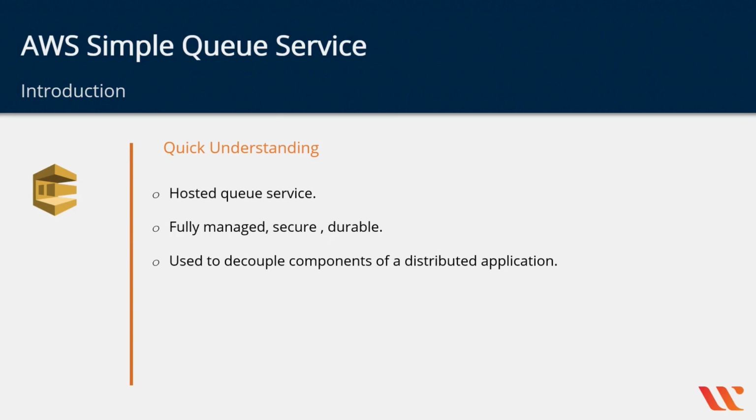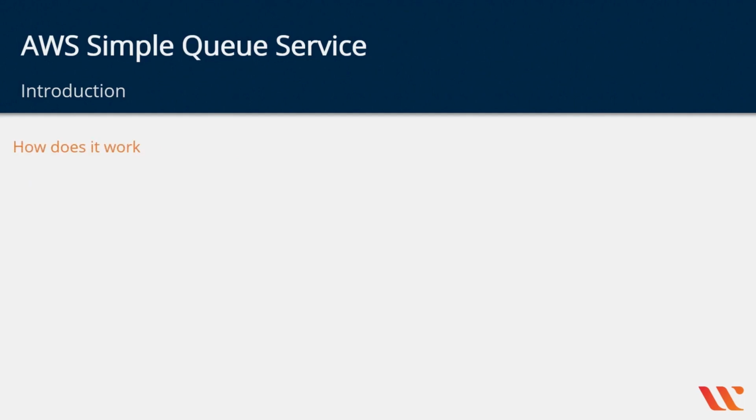Now you mainly use a queue service to decouple components of a distributed application, and we will look at an example of this subsequently. So how does the Simple Queue Service work? Well, first in the service, you define or create a queue.